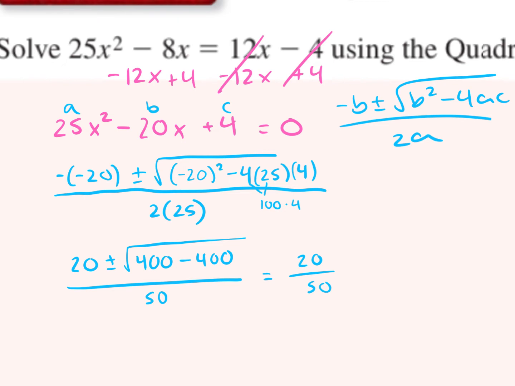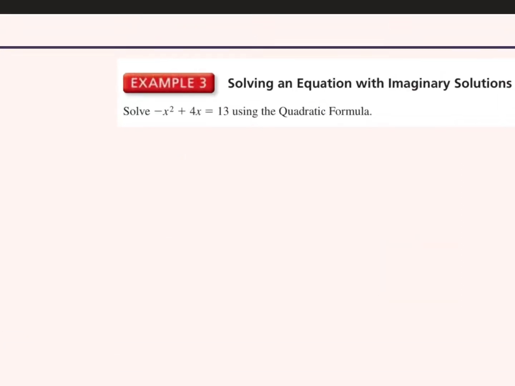So now I'm just left with 20 over 50. Can I simplify this? What does it simplify to? 2 over 5. Awesome. And that's our answer. All right, now let's look at example 3.